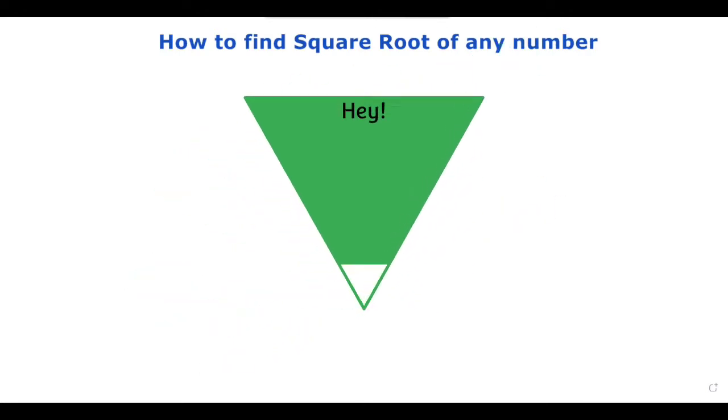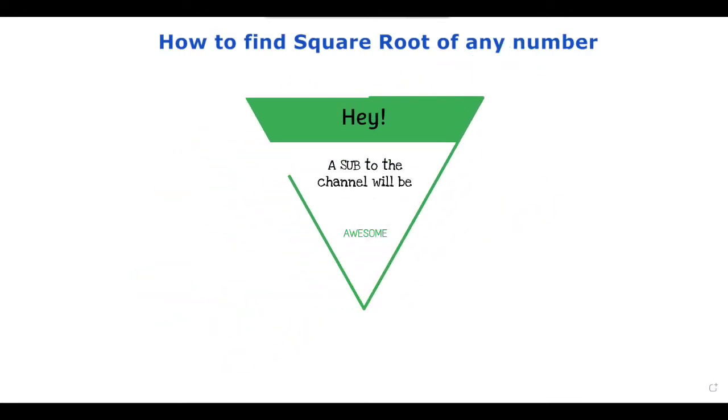Today we are going to learn how to find square root of any number. So here we will discuss three methods of finding square root of any number. Okay, so the first method is the division method. As we all know, the division method is the most basic method of finding square root of any number.